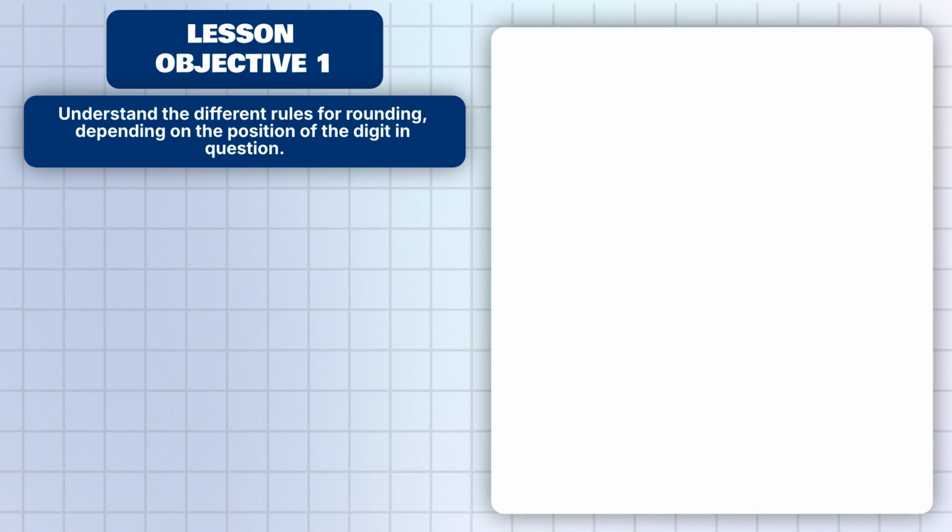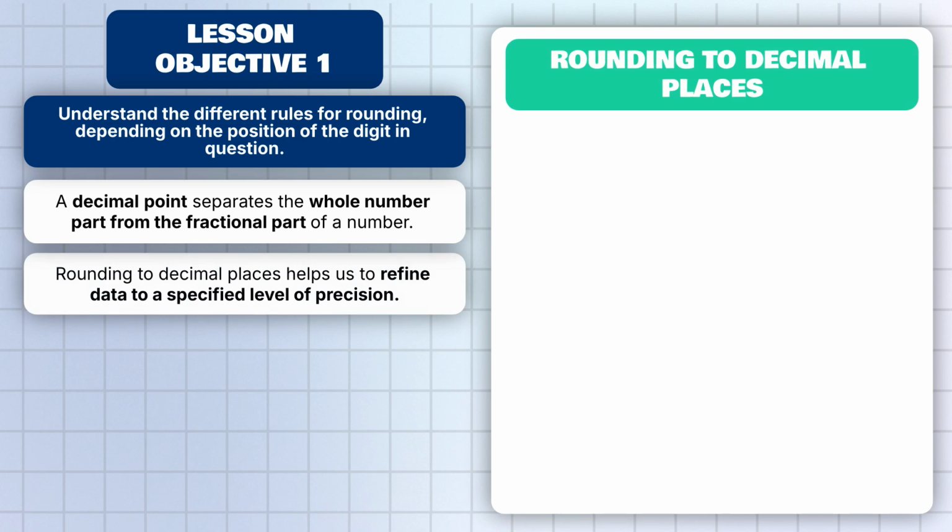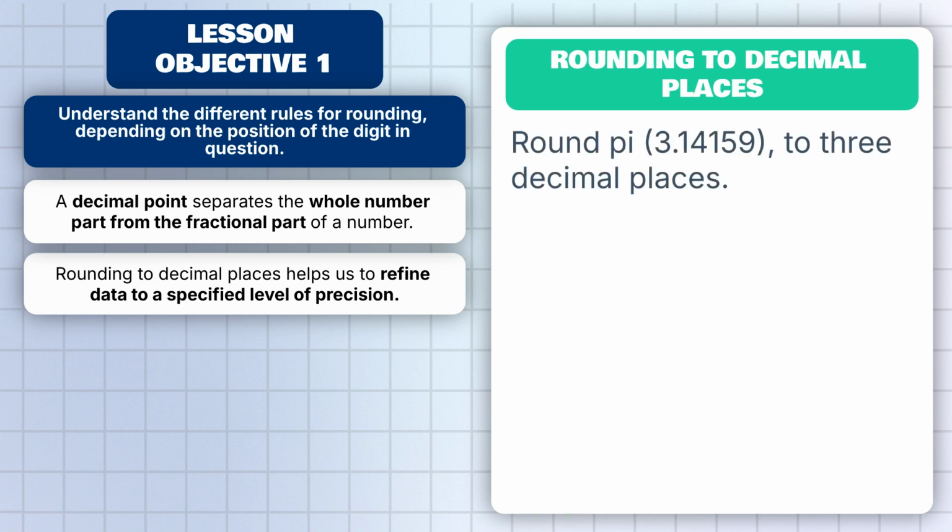Firstly, let's define a decimal. A decimal point separates the whole number part from the fractional part of a number. Rounding to decimal places helps us to refine data to a specified level of precision. Let's look at an example. Round 3.14159, or pi, to 3 decimal places. First, identify the decimal place to which you need to round. Here, this is 3 decimal places.